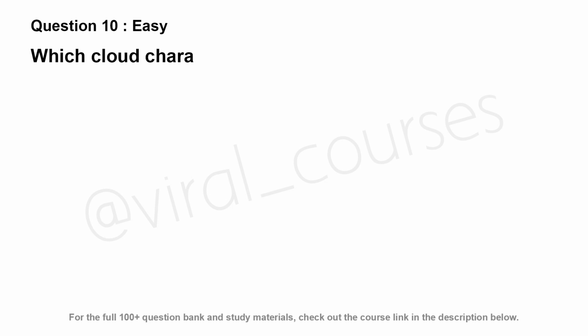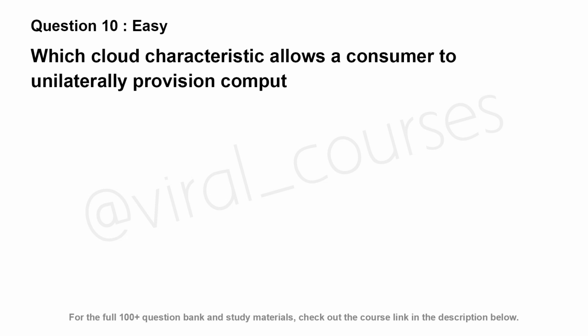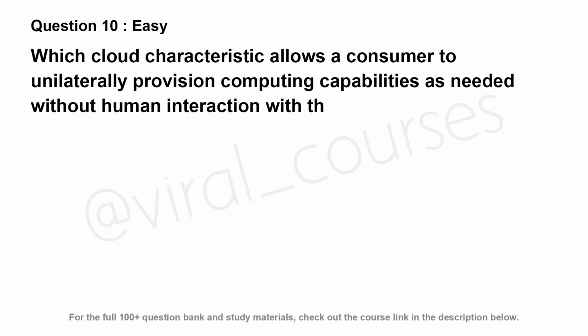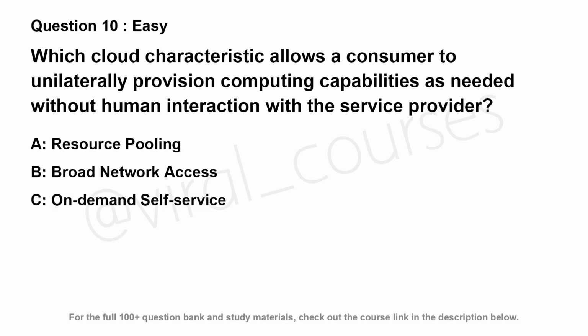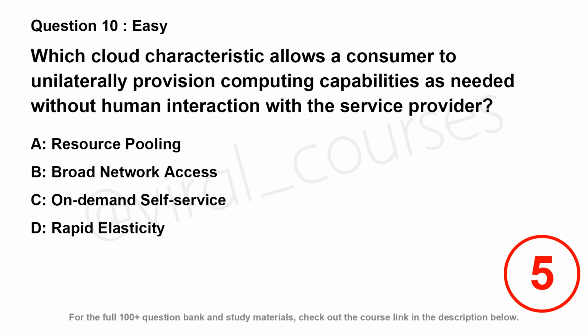Which cloud characteristic allows a consumer to unilaterally provision computing capabilities as needed without human interaction with the service provider? Option A. Resource pooling. Option B. Broad network access. Option C. On-demand self-service. Option D. Rapid elasticity.